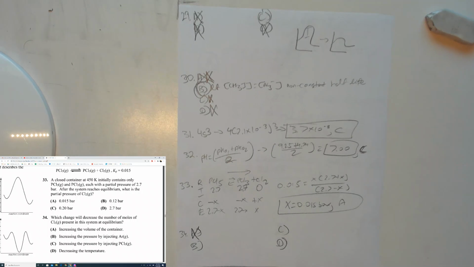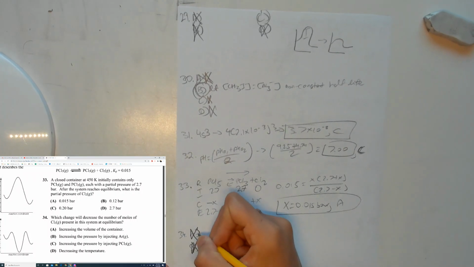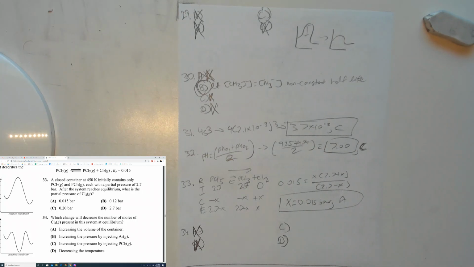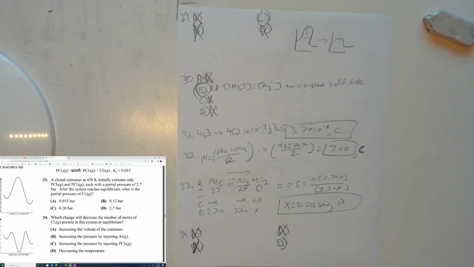If you increase the pressure by injecting argon, that really has no effect on the equilibrium. Although it increases pressure, it has no effect, because it doesn't affect Q. Increasing the pressure by injecting PCl5: if you inject PCl5, that means Q will be less than K, because the reaction quotient's denominator increased. So look for more products to increase the numerator. So they'll increase more moles of Cl2. So C is wrong.